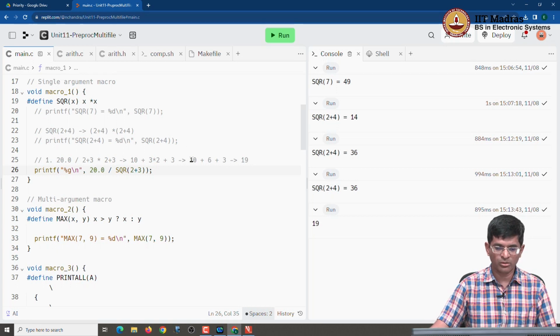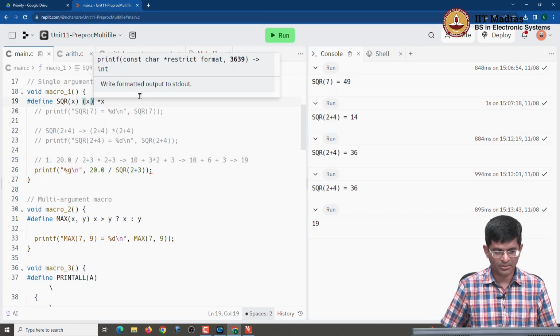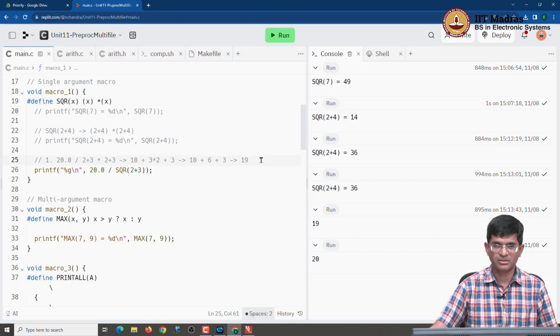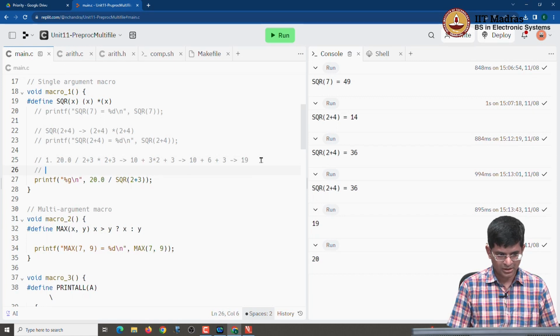We already know that part of this problem was because of the 2 plus 3 not having parentheses around it. Fine, let's solve that problem. Put in parentheses out here, put in parentheses out here, run it. Now I get 20. Things didn't get better, they got worse. What happened? Now let's look at the second case. I have 20.0 slash, now I have brackets, so 2 plus 3 and star 2 plus 3.